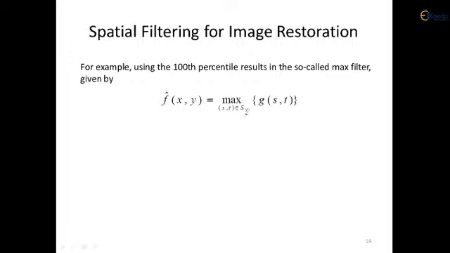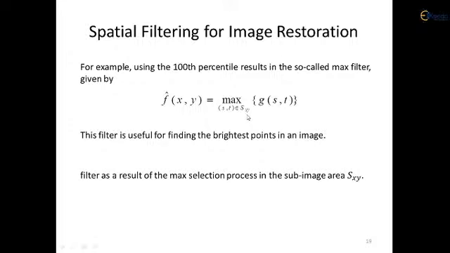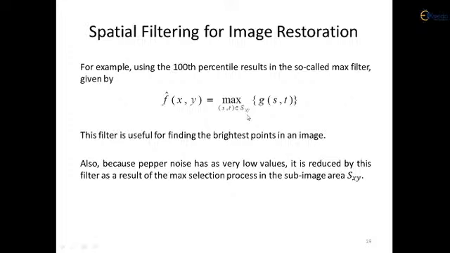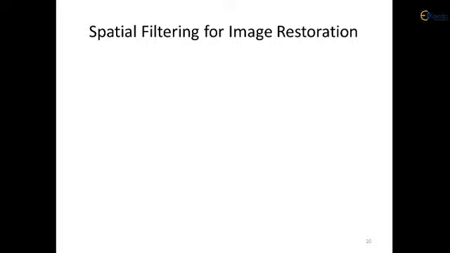It is quite useful for finding the brightest point in the image plane. And since we have images affected by the pepper type of noise, which has very low values, it is reduced by this particular filter as a result of the maximum selection process in the sub image area that we are representing by the neighborhood here. So this way also we can make use of the max filter to reduce the pepper type of noise here.